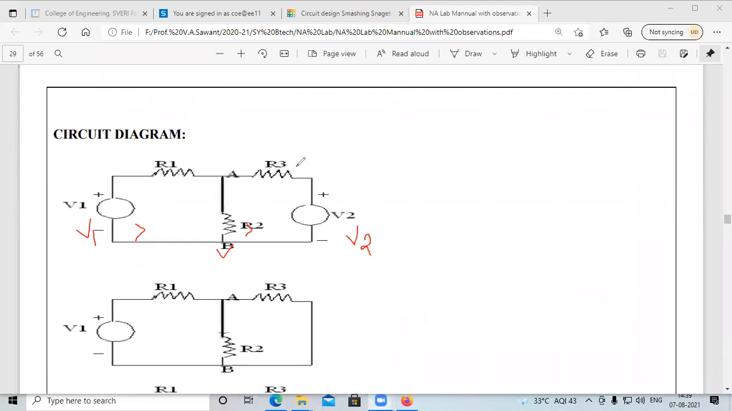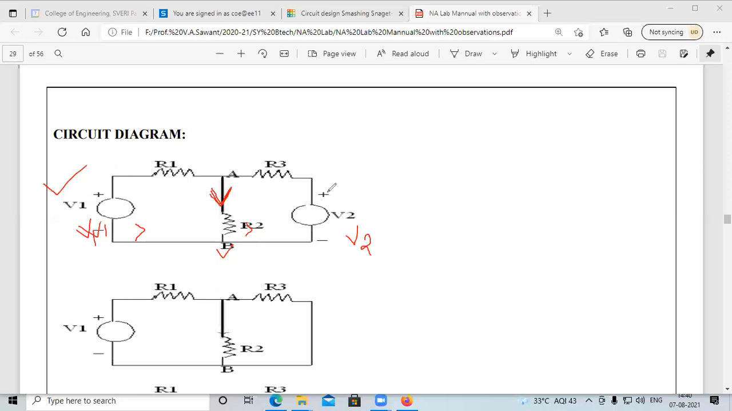कुठल्या एका ब्रांच मधला करंट आपण कॅल्क्युलेट करू शकतो. There are two independent voltage sources, V1 and V2. Suppose I want to find the current flowing through this R2 resistor. This will be calculated by applying the superposition theorem, when first one source is acting alone. पहिला ज्यावेळेस सोर्स ऍक्ट करतोय त्यावेळेस करंट काय येईल. In that situation, the other source, if it is a voltage source, is short circuited. If it is a current source, it is open circuited.